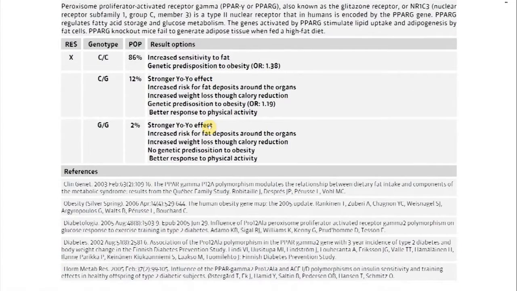And you see if you have a CC here, that's 86% of the population, you have increased sensitivity to fat and also a genetic predisposition to obesity. As I've said before, some genes make you more prone to be obese, and this is one part of the whole story. So there's an odds ratio here.